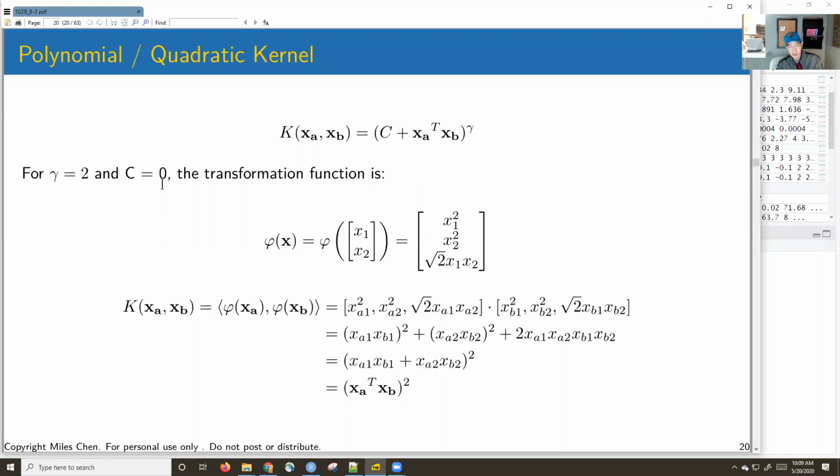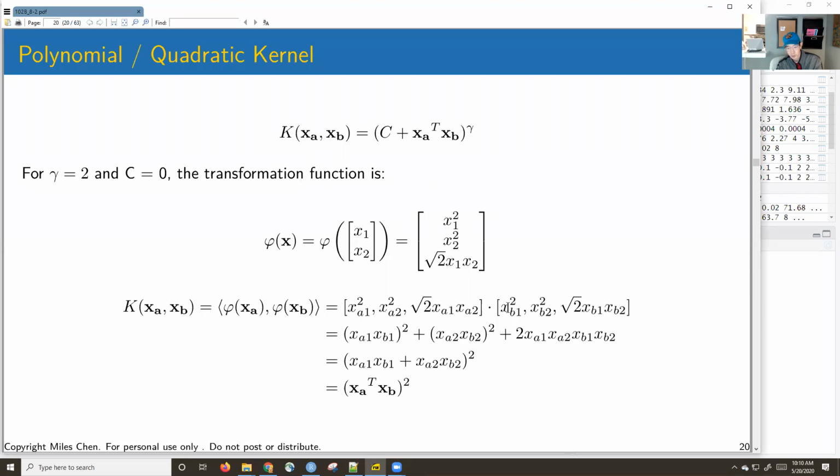But if I use 0 and gamma squared, then the equivalent transformation function would be this. We have x1 squared, x2 squared, and the square root of 2 x1, x2. And we can see that if I apply that to the vectors xa and xb, then I get xa1 squared, xa2 squared, and the square root of 2 xa1, xa2. And I'm going to dot that with xb1 squared, xb2 squared, and square root of 2 xb1, xb2.